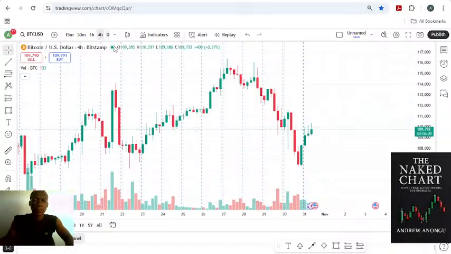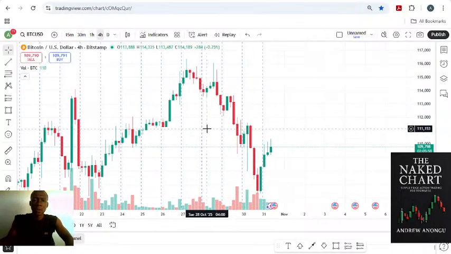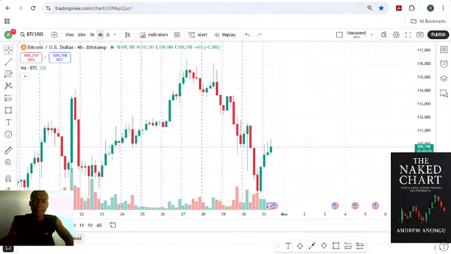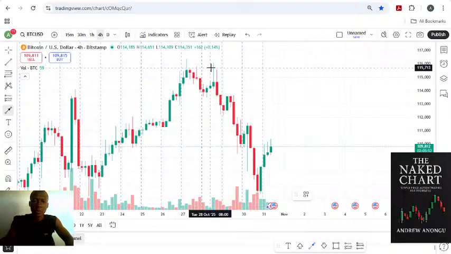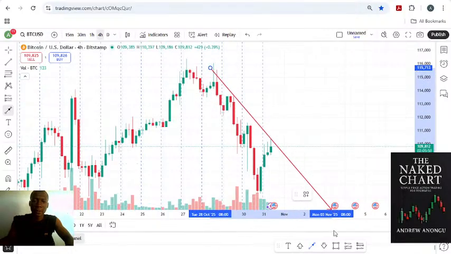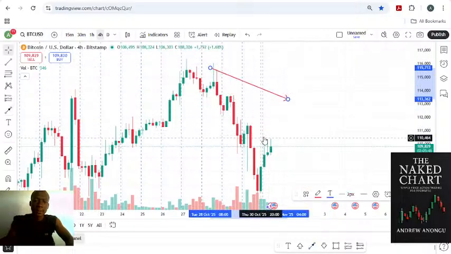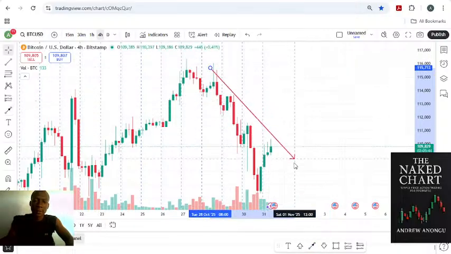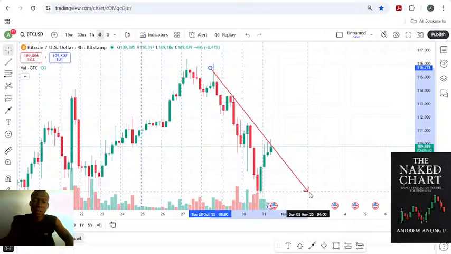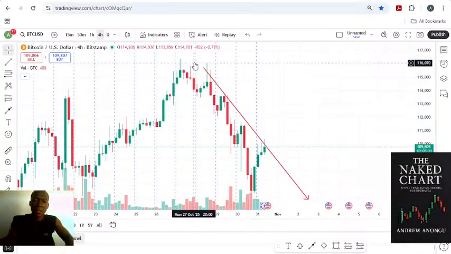So on Bitcoin USD, you can identify that the overall trend is down. There's no question about that. You can see the trend is clearly down. Price is making lower lows and lower highs, lower lows and lower highs.